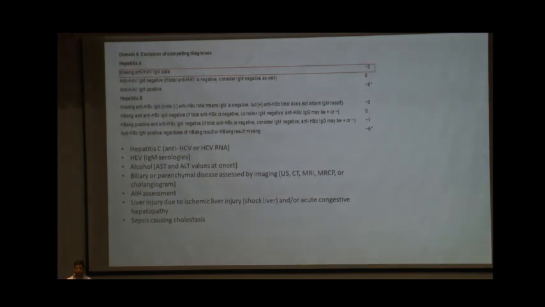So domain 4 included exclusion of competing diagnosis, hepatitis A. What is important is that if the data was missing for hepatitis A, B, then they were given -3 points. Estimation of hepatitis A and sending investigation of hepatitis A, B, C, E was necessary, otherwise they were given -3 points. Thereafter they were given points according to the positivity, whether hepatitis B antigen is positive or antibody is positive. In hepatitis C, whether RNA is positive or antibody is positive. Alcohol, biliary or parenchymal diseases, autoimmune hepatitis assessment, liver injury or sepsis is related.